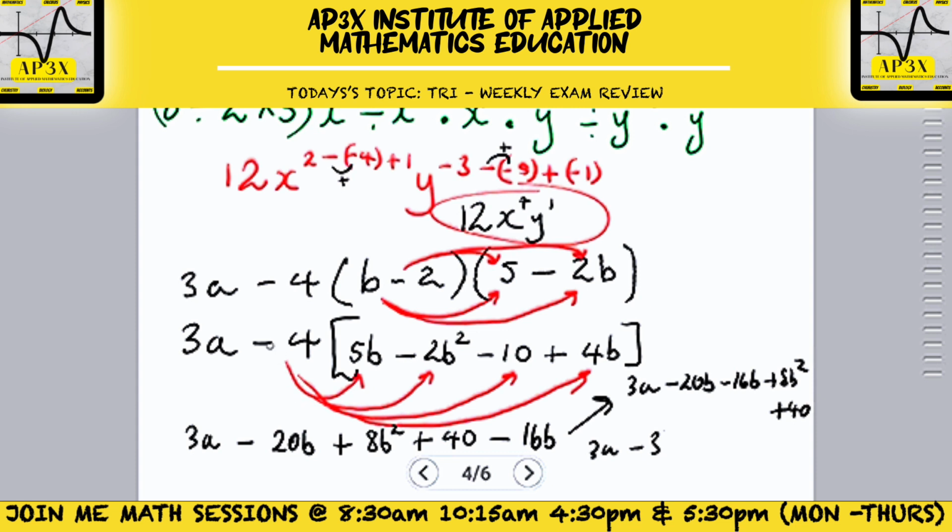Let's make certain that we have it right. Negative times negative, positive, positive, negative. Okay, so that's minus 36b plus 8b squared plus 40. All right, let me check my answer sheet to see if I may have made an error. I'm feeling like I made an error somewhere on my answer sheet. No, I've got it right. So it is in fact 3a minus 36b plus 8b squared plus 40.